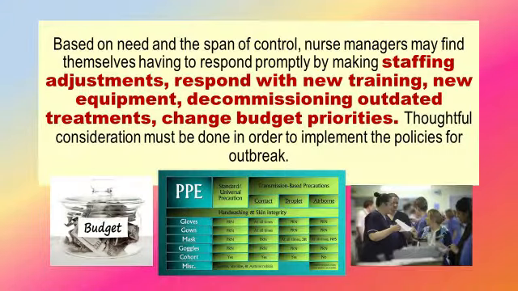Based on need and the span of control, nurse managers may find themselves having to respond promptly by making staff adjustments, responding with new training, new equipment, decommissioning outdated treatments, and changing budget priorities. Thoughtful consideration must be given in order to implement the policies for an outbreak.